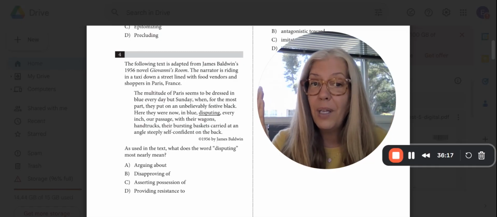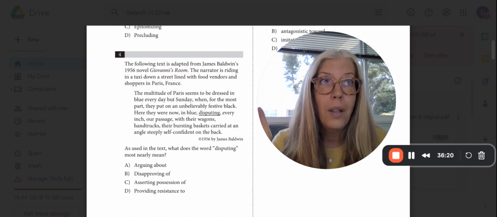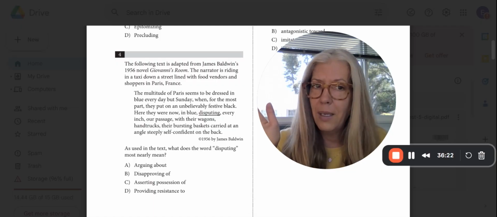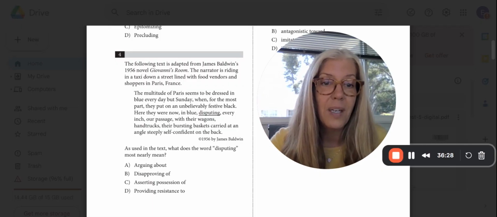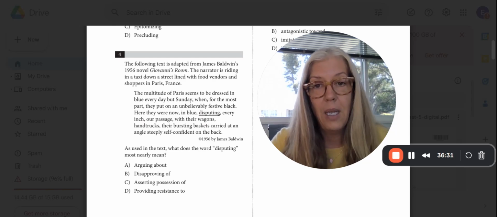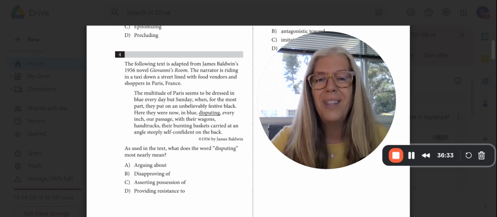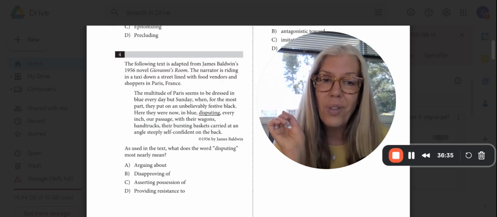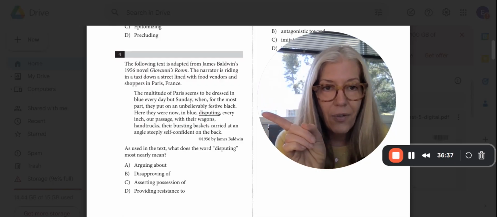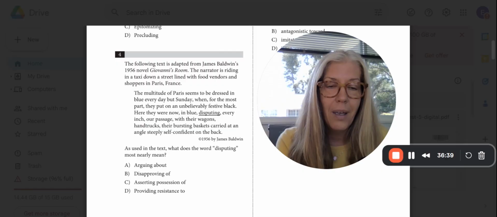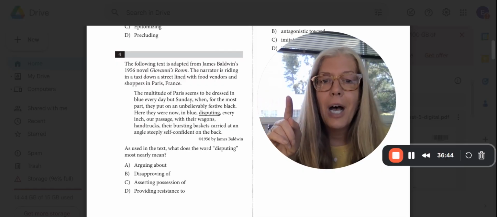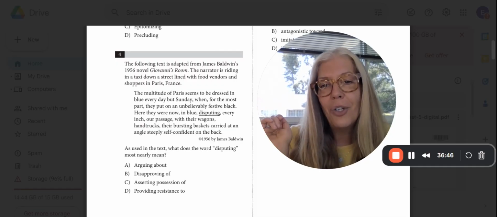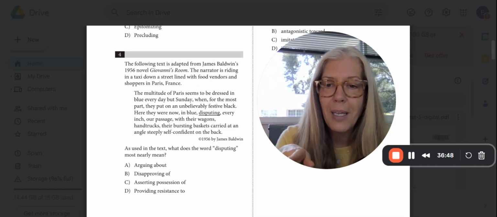If the kids didn't pick arguing, then the kids from the past, not my kids, but every other kid, will pick disapproving of, because they think in the context that's what's happening. But now that we've read it, we know that it's not disapproving of every inch our passage. They're blocking us. That are us. I put us with the narrator in the taxi. They're blocking us from going down the street with their hand trucks, their bursting baskets.